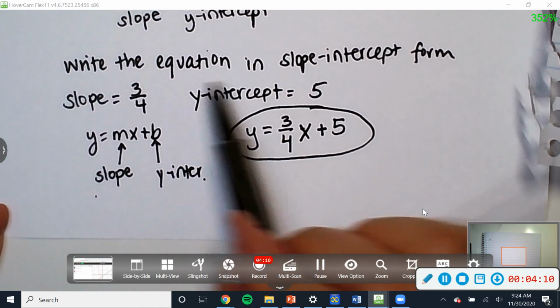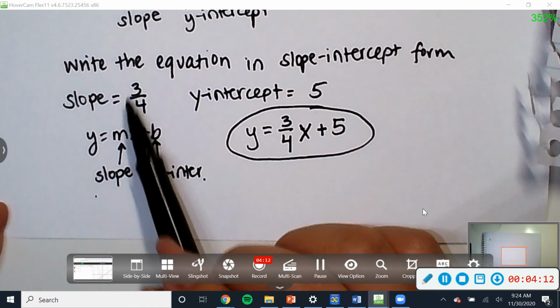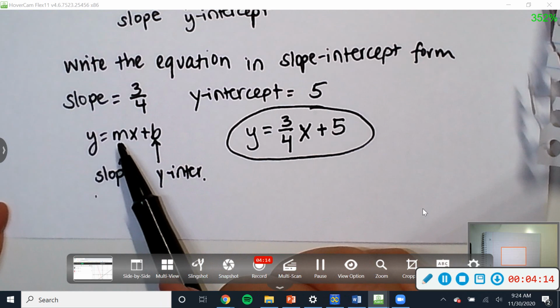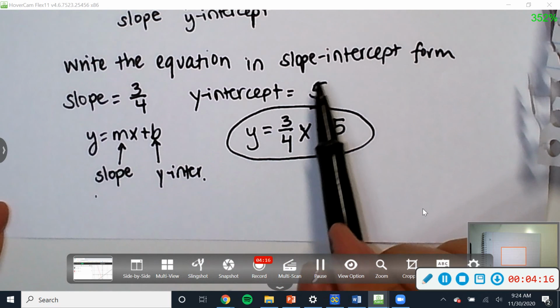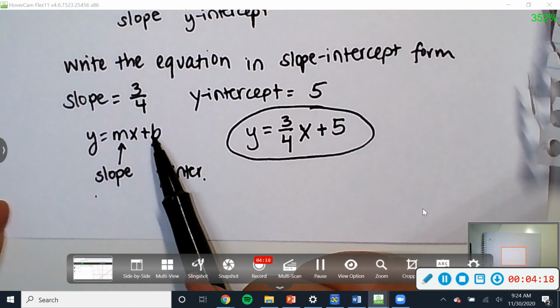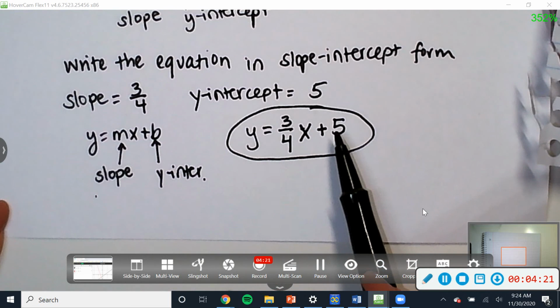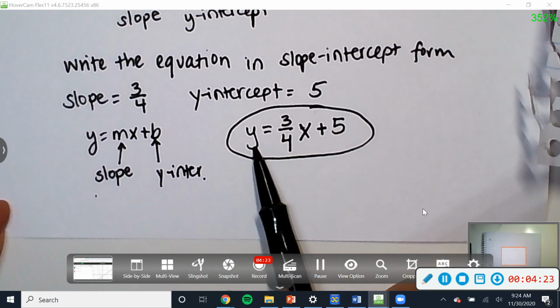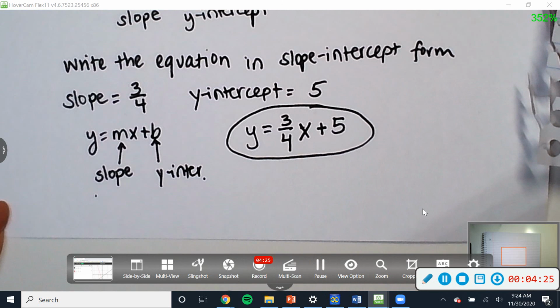So when I'm writing it in slope-intercept form, I replace the slope value where m is, I replace the y-intercept value where b is, and then I write out my equation. Always make sure to include your y variable and your x variable in the final answer.